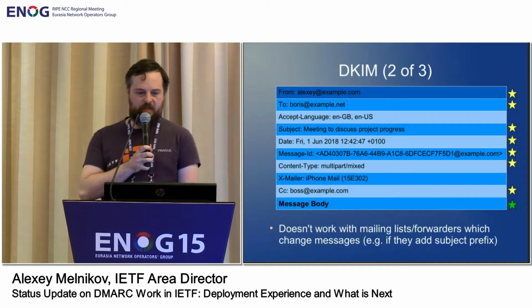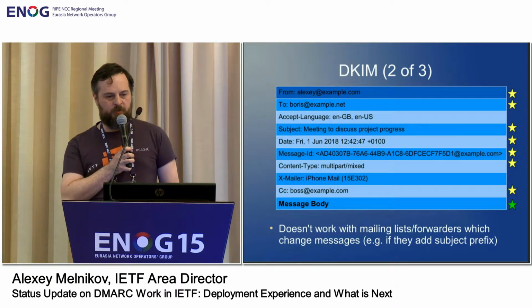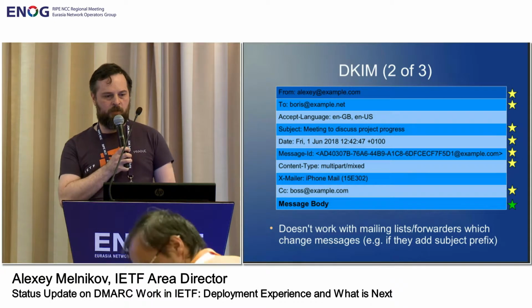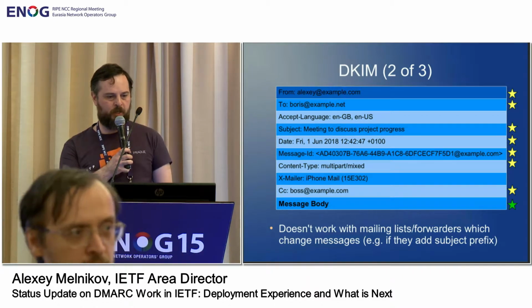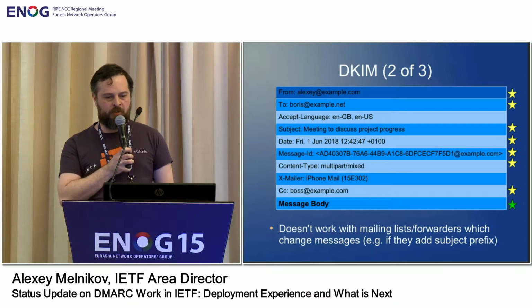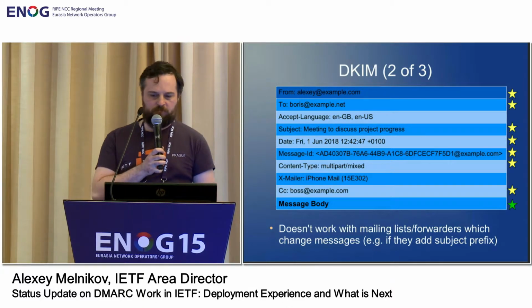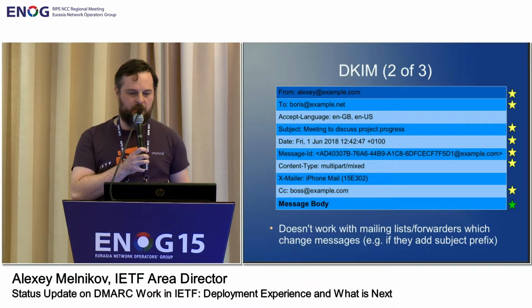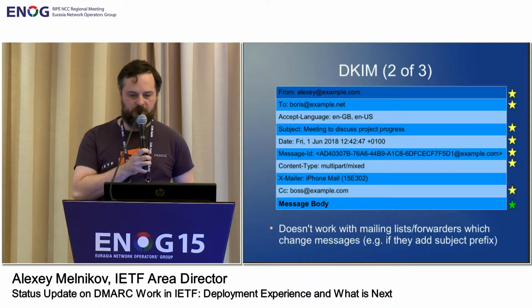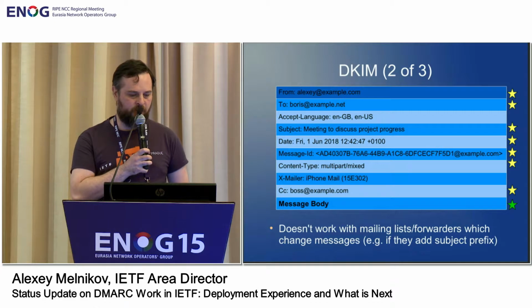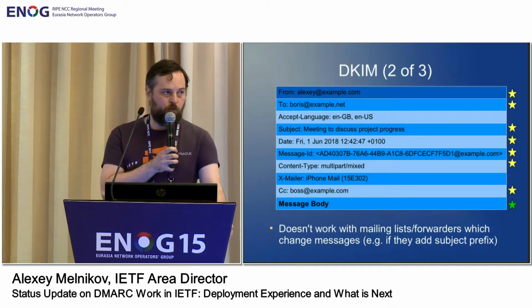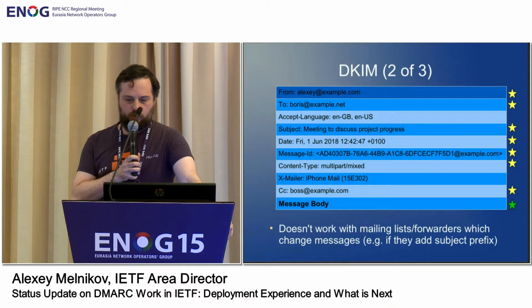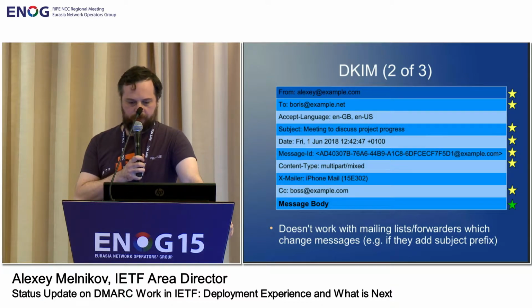So this is just an example message with various header fields in it, like From, To, Subject, etc. With yellow stars, I marked headers that can potentially be signed. DKIM allows signing of arbitrary headers, but these are the typical headers that are being signed. And the green star is also showing that the message body itself can also be signed, so it can also be prevented from being modified.